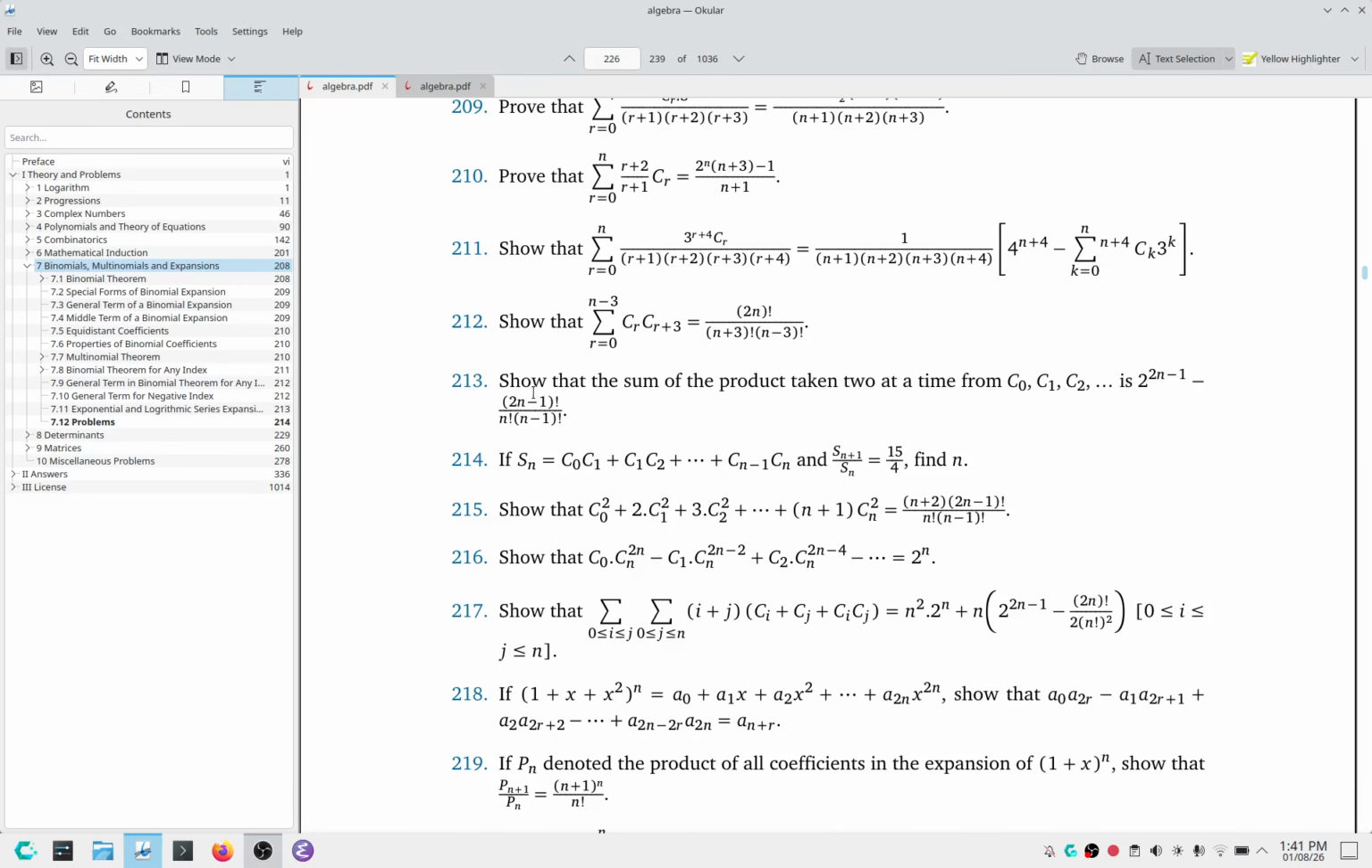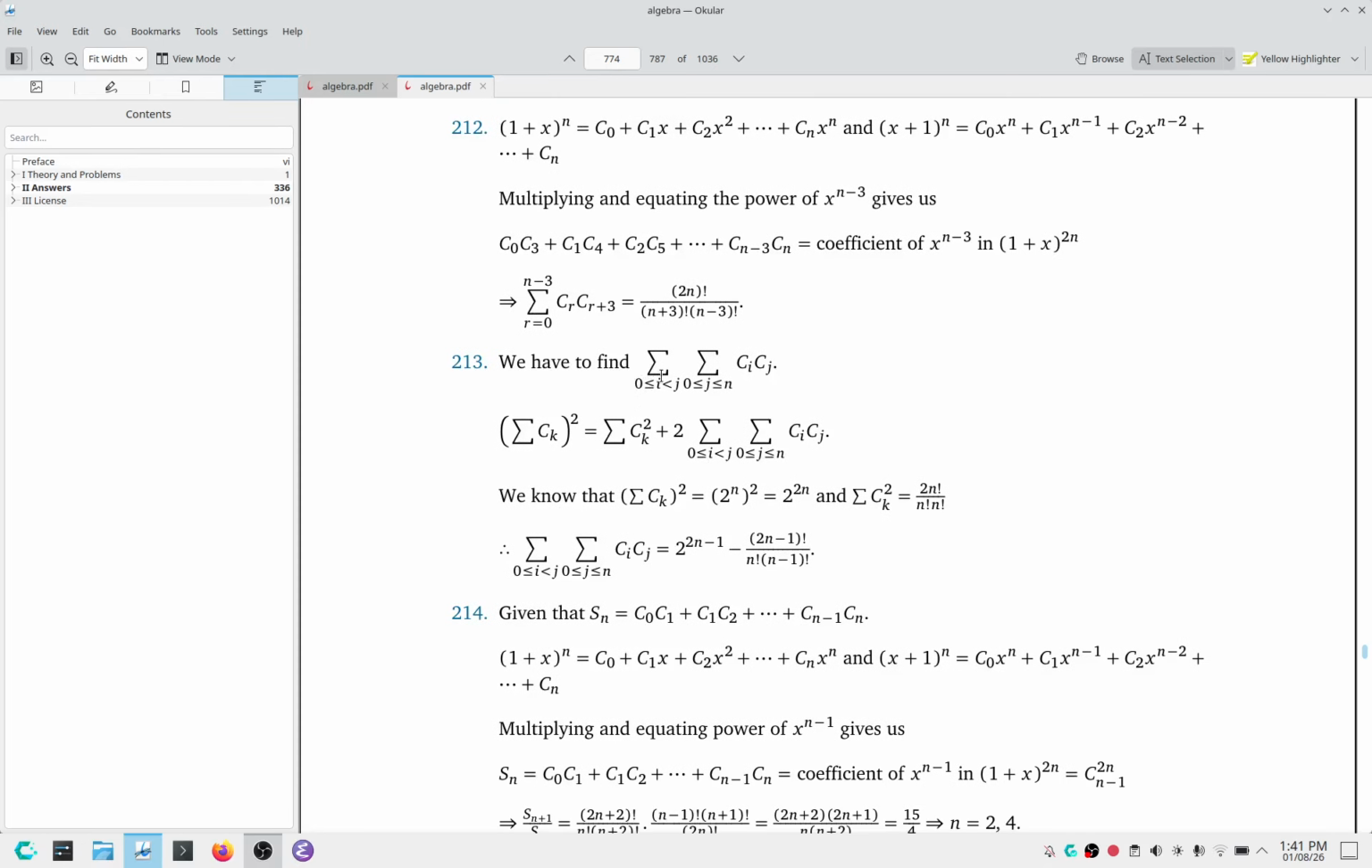Question 213 says: show that the sum of products taken 2 at a time from C0, C1, C2 up to Cn is 2 to the power 2n minus 1 minus 2n minus 1 factorial upon n factorial times n minus 1 factorial. So I think the last term should be given here.